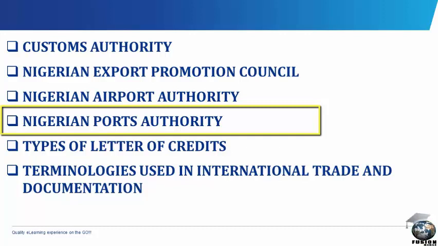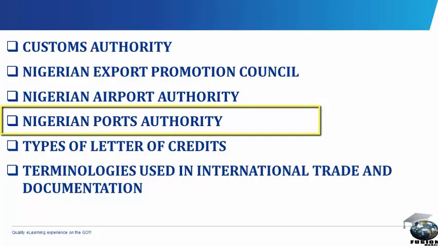Functions of Port Authority includes the provision of facilities like berths, cranes, forklifts, and navigational aids. They also maintain and improve the ports. They also collect harbor and dock dues. They supervise the loading and offloading of goods. They provide warehouse facilities at the dockyards.